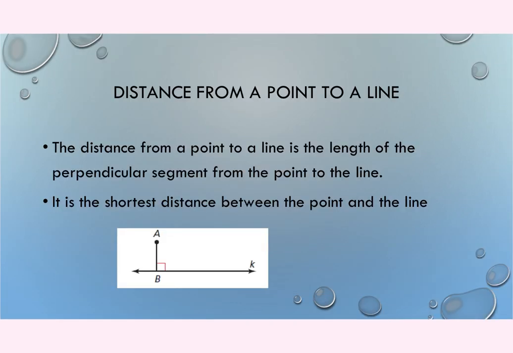So first of all, definitions here. This one says the distance from a point to a line. The distance from a point to a line is the length of the perpendicular segment from the point to the line. It's the shortest distance between the point and the line.